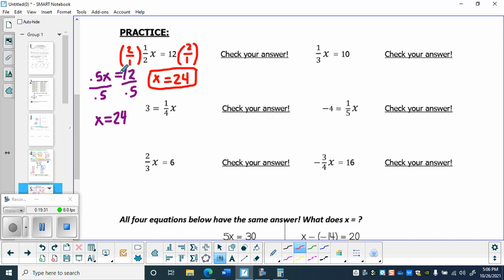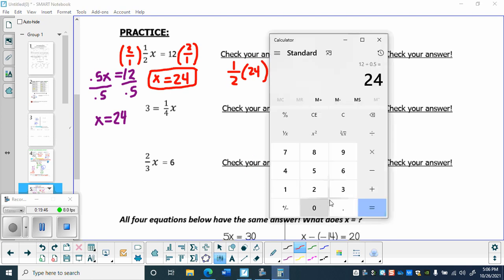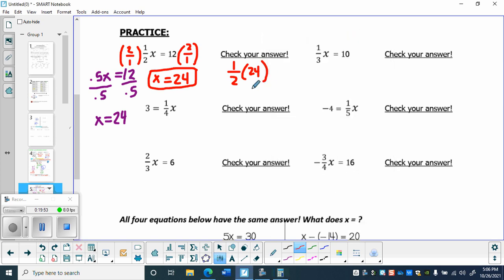Half of 24 is 12. And you can check it off to the side by just plugging in the half of the 24. And you guys know in your calculators, you'd literally make that a 0.5 and do 0.5 times 24. So let's make sure. 0.5 times 24 should be 12, and it is, so we're good to go. All right, so that is a 12.